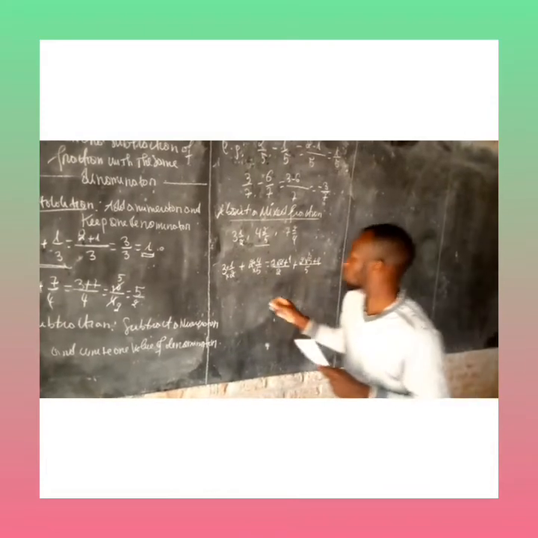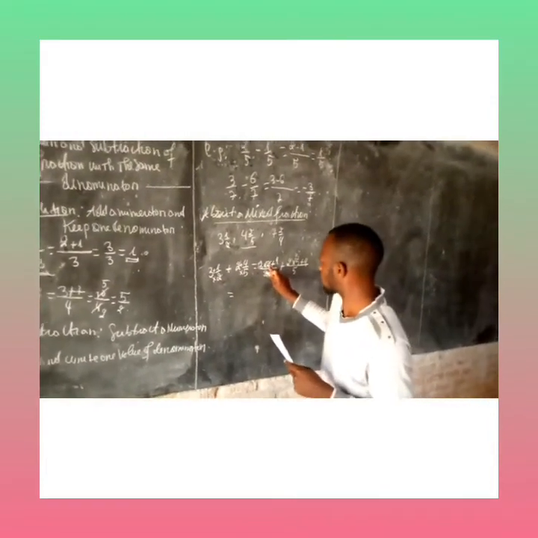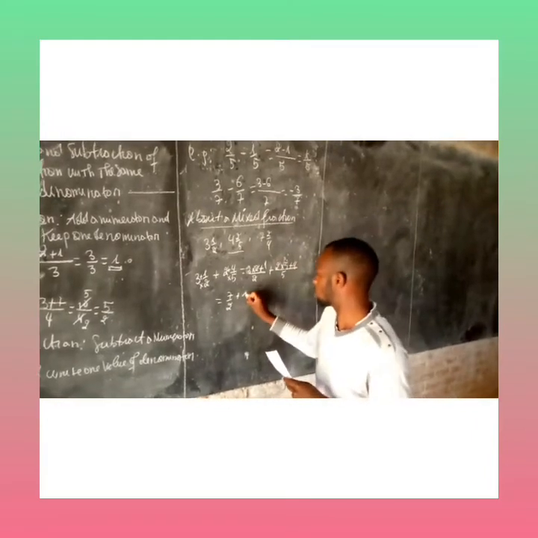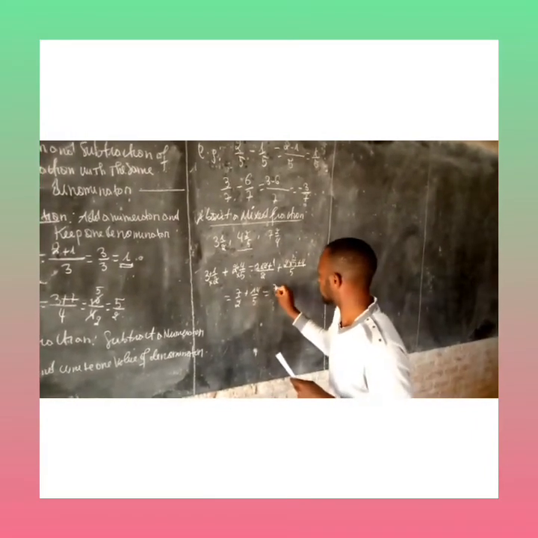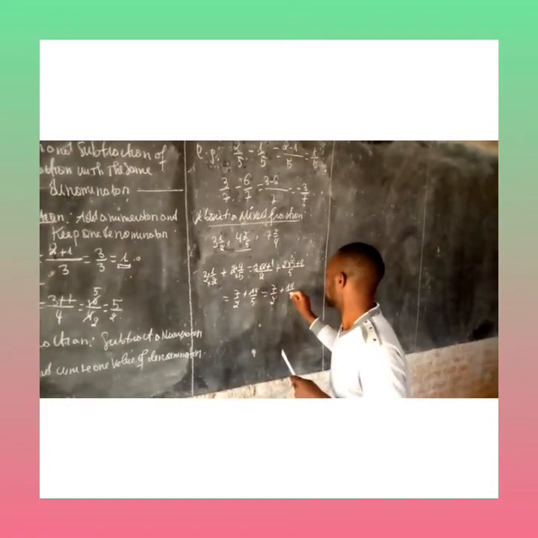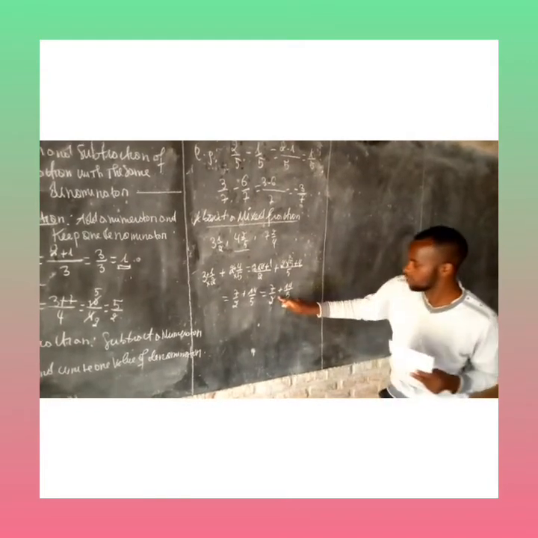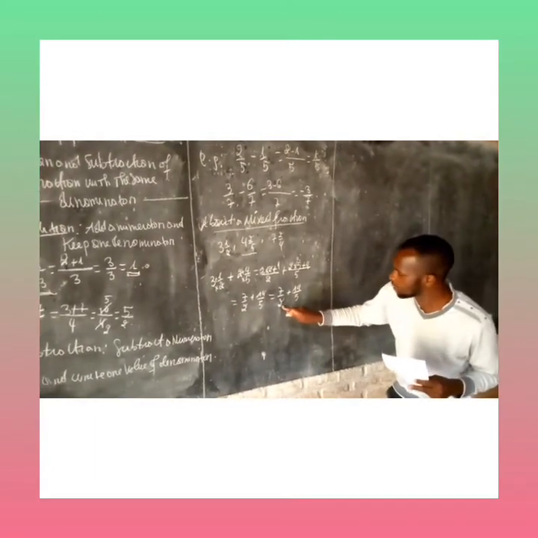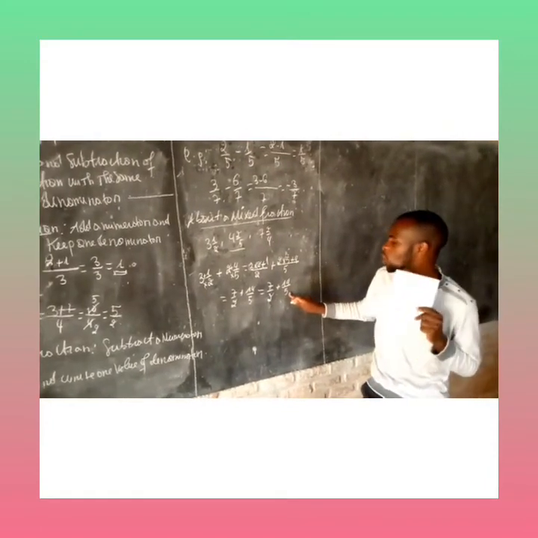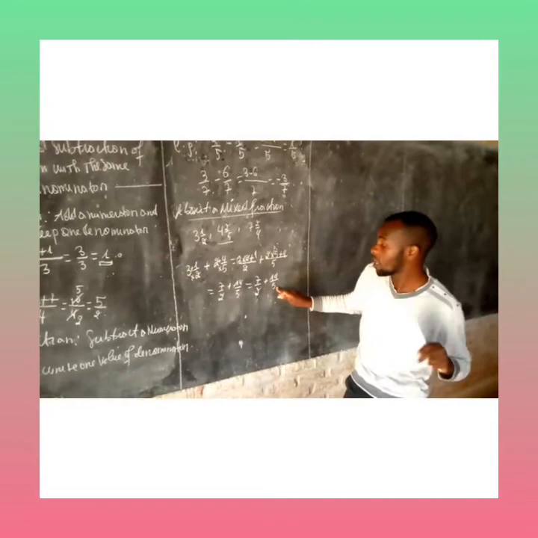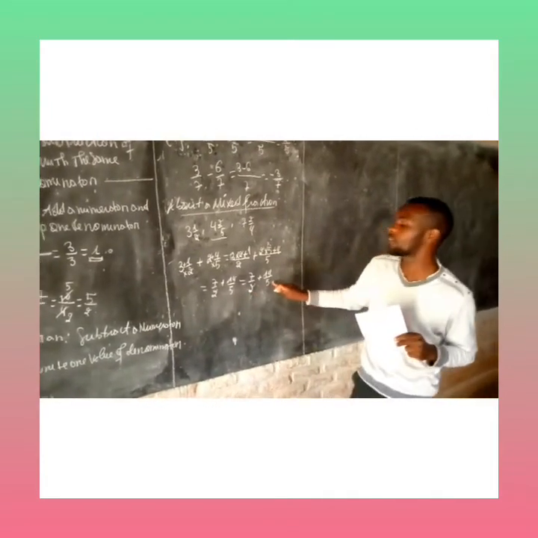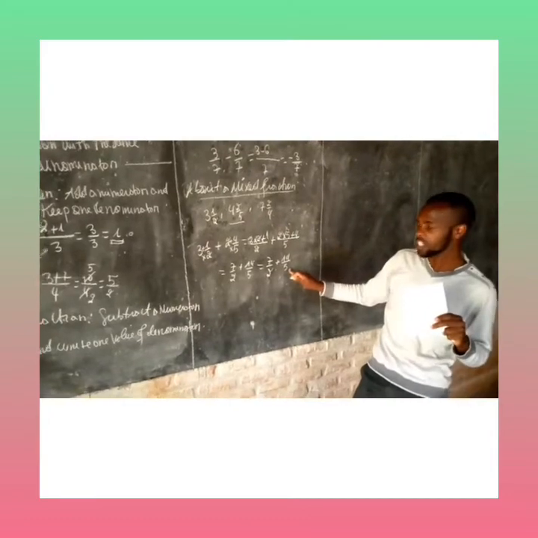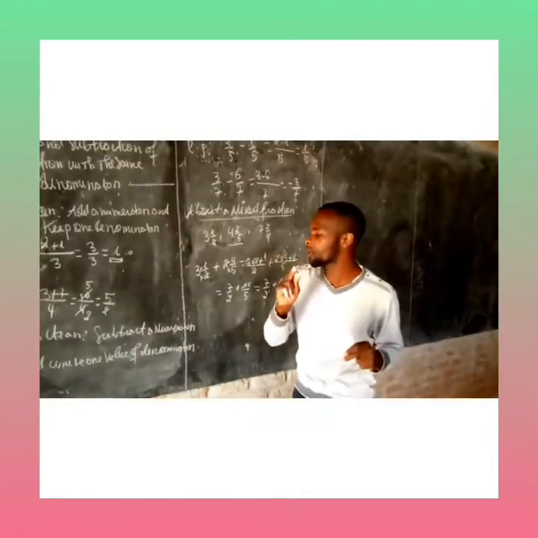Here we get 3 times 2 is 6, plus 1 is 7 over 2, plus 2 times 5 is 10, plus 4 is 14 over 5. So we get 7 over 2 plus 14 over 5. Now we are asked to find the sum of the first fraction plus the second fraction. The denominator of the first fraction is 2 and the denominator of the second fraction is 5. If the denominators are different, first of all you have to find what you call the lowest common multiple.